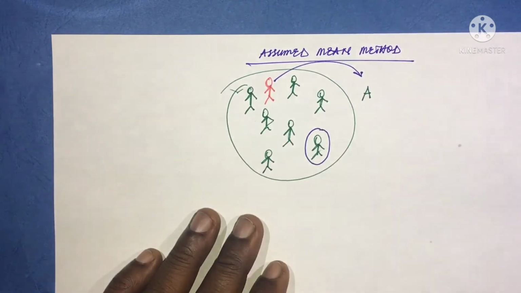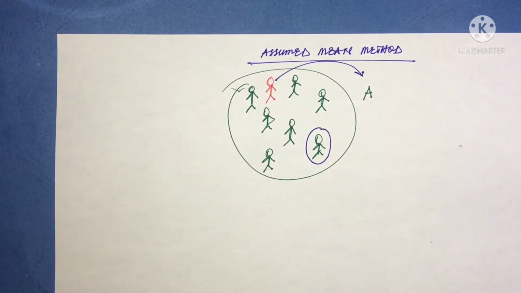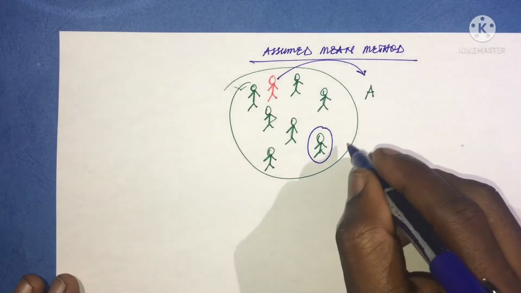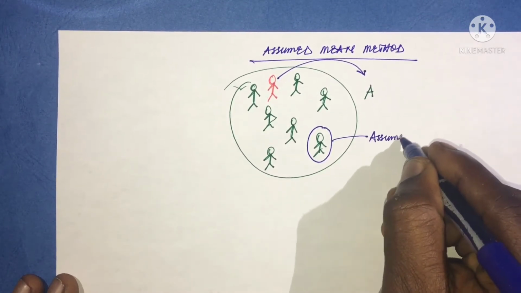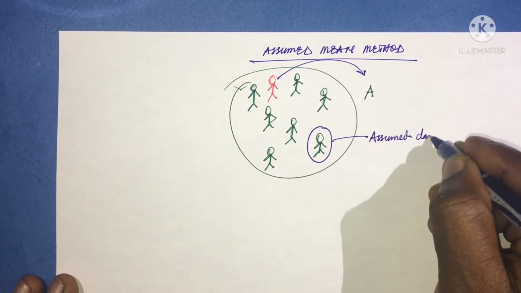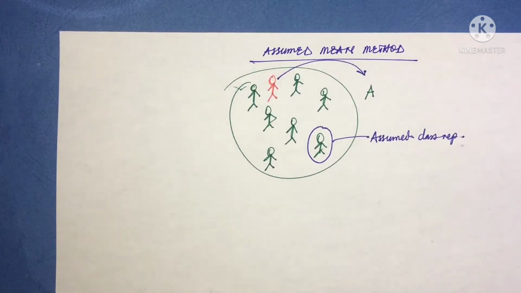I'm circling this guy. So this person who we choose now becomes an assistant, or what we can now call an assumed class rep. Okay, so let me explain again.